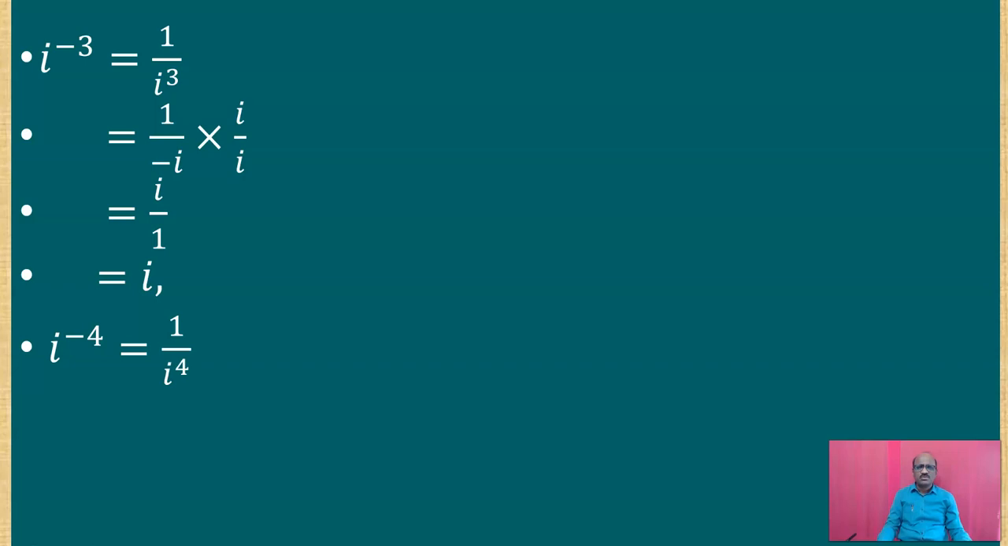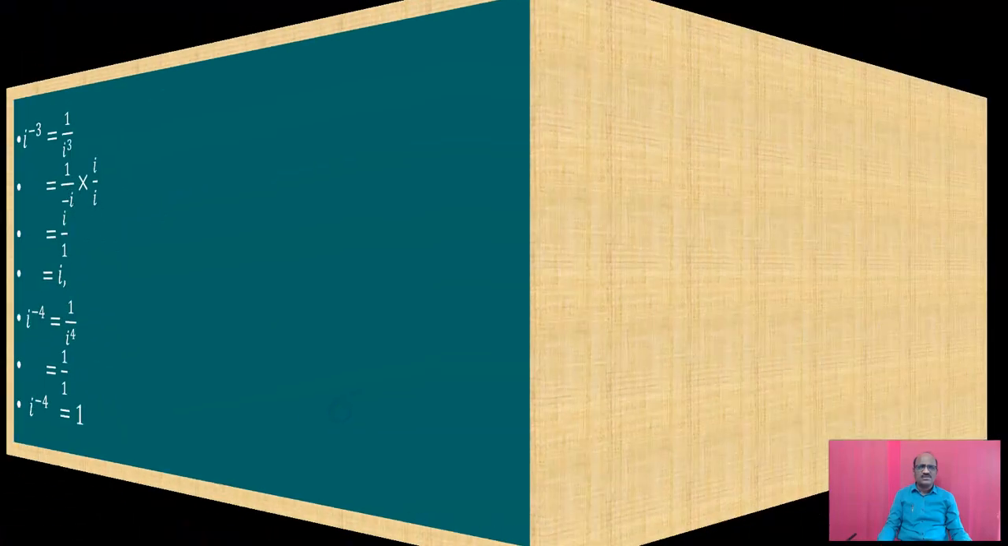i raised to minus 4 is written as 1 upon i raised to 4. That is 1 upon i raised to 4, which means what? i square and bracket square. i square is minus 1. Minus 1 square is again plus 1. That is 1 upon 1. Therefore, i raised to minus 4 is 1.